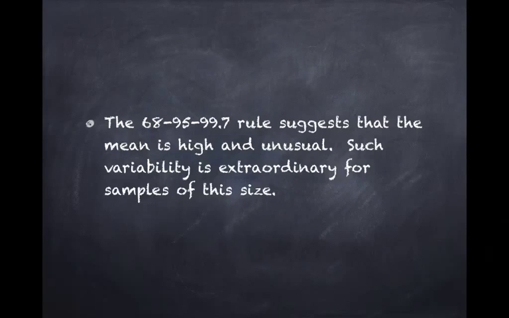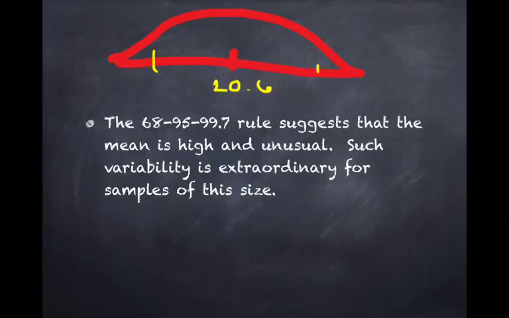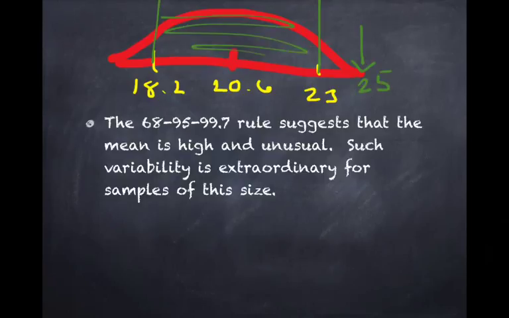And so what you could do, if you wanted to, you could draw the normal distribution. And so here's our mean. Our mean was at 20.6. 99.7% was 18.2 to 23. They had a mean score of 25. It's outside of this range right here. And so it's definitely going to suggest that the mean is unusually high. It's outside of 3 standard deviations.